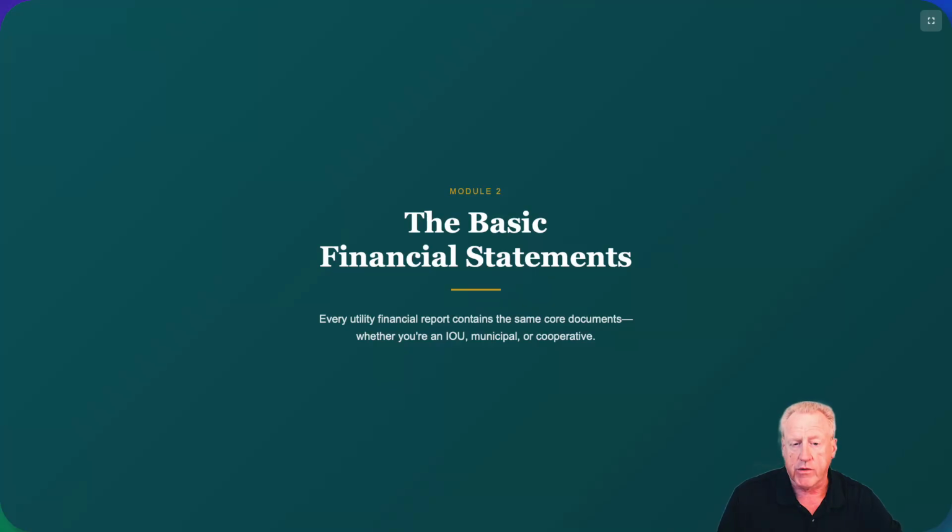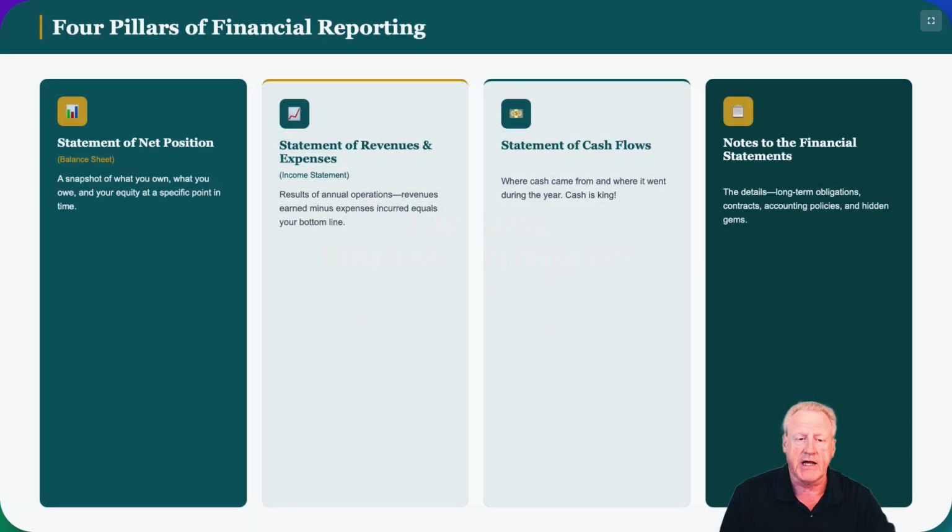So we start off with what we call the basic financial statements. Every financial report in a co-op or a utility, whether you're an investor-owned utility, a municipal utility, or an electric cooperative, has the same basic financial statements. So when you get your audit report, we call that the basic financial statements.